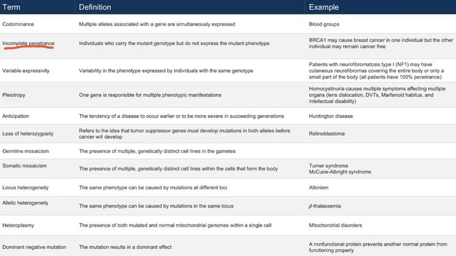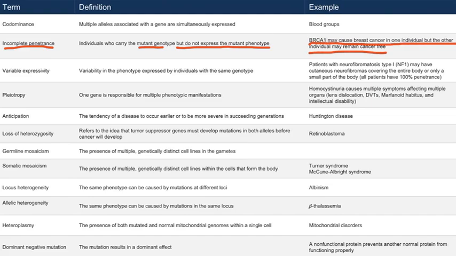Incomplete penetrance is defined as individuals who carry the mutant genotype but do not express the mutant phenotype. For example, one patient with the BRCA1 mutation may develop breast cancer, while the other patient will remain cancer-free for her entire life.